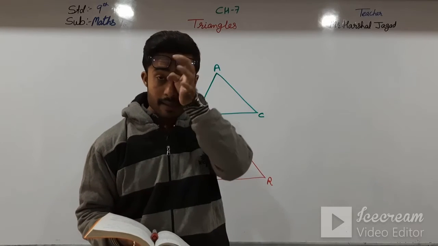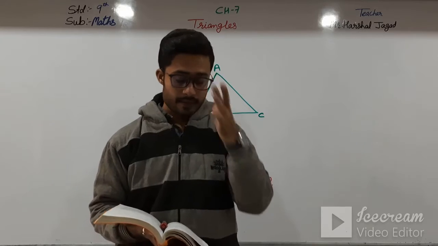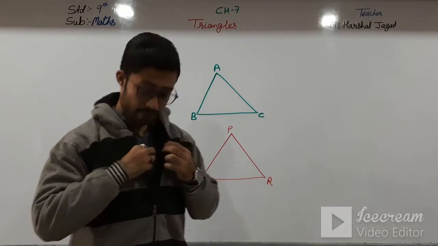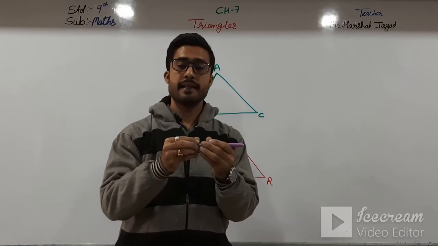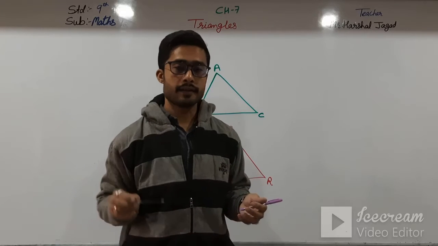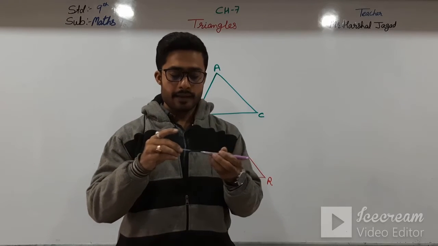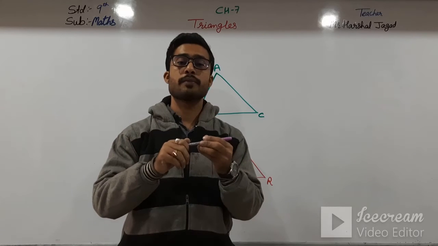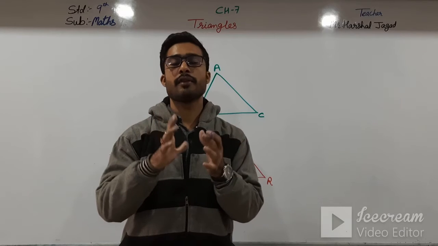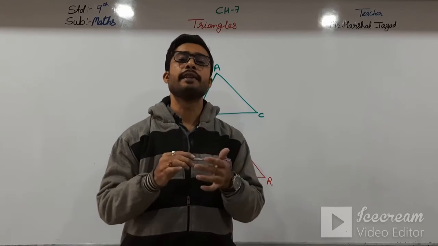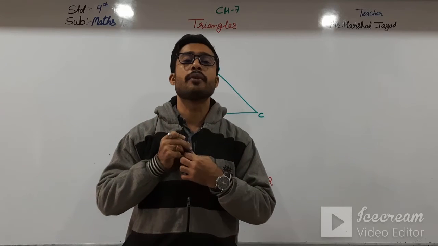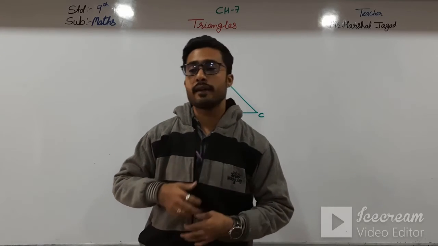It means, see here, I have a refillable ball pen. If I say that this refill is over and I have bought another one, and the refill goes in perfectly because it is of the same size, then we can say both refills are congruent to each other. Then only will it go inside the ball pen.